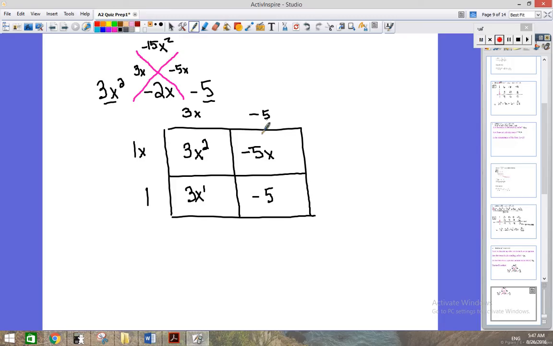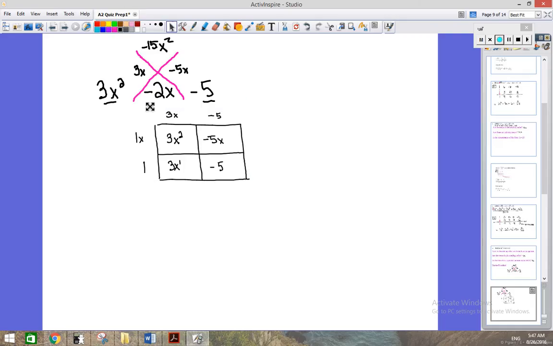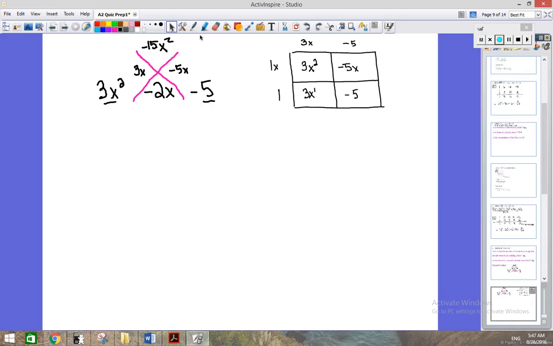1x times negative 5 is negative 5x. 1 times 3x is 3x. And positive 1 times the negative 5 is negative 5. So we have completed the table. So you say, well, so what? What did that give us? Well, it gave us our answer, because we're trying to factor this trinomial.